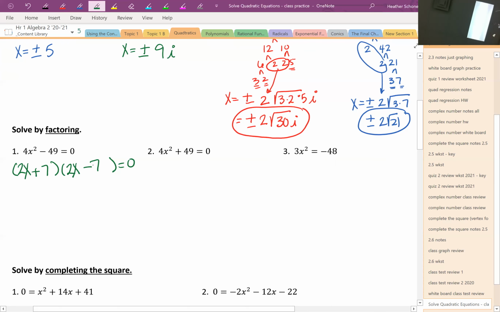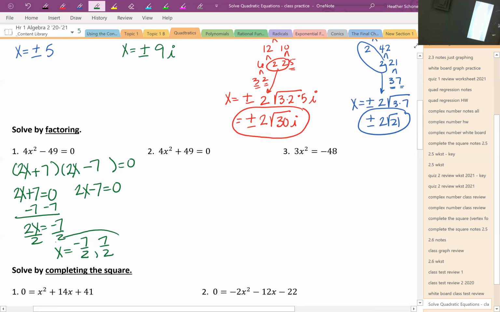So now that I have it factored, I can write my 2 equations and solve. So one equation is 2x plus 7 equals 0. The other is 2x minus 7 equals 0. So in this one, I'm going to subtract 7. So I have 2x equals negative 7. Divide by 2. x equals negative 7 halves. Over here, it's the same thing, but I'm going to get positive 7 halves. And there are my 2 answers. It was a quadratic because it had an x squared, so I get 2 answers. Now, there's a lot of you that can probably do this work in your head.